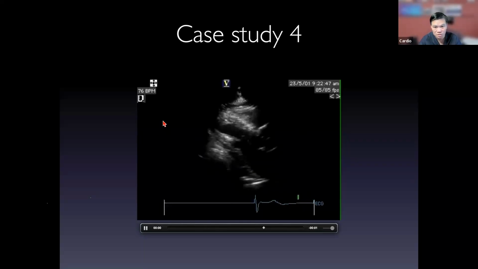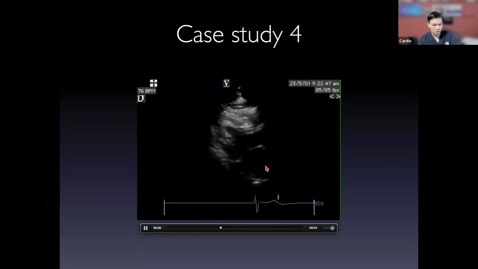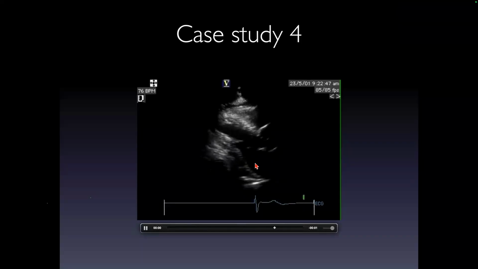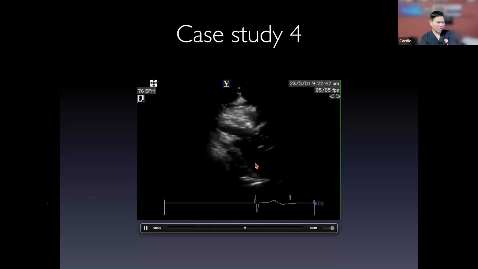So what's wrong with this? Anyone? Is that normal? Is that abnormal? Okay, I'll help you out here. The anterior septum is contracting very nicely. What do you think about the posterior wall? Is this a normal contraction? Is that weird? Pseudo-dyskinesis? Wow, who is that? That's nice. Thank you for calling it out.